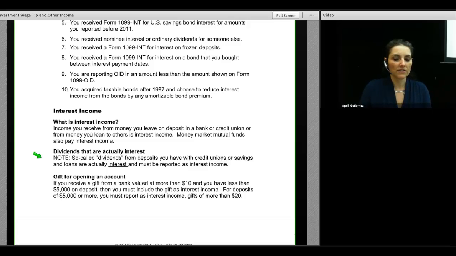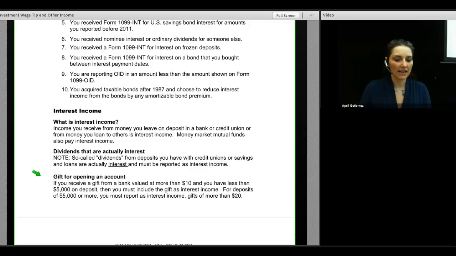The IRS wants you to note that so-called dividends from deposits you have with credit unions or savings and loans are actually interest and must be reported as interest income. I frequently find my clients are confused by this. I'll ask them what they receive for interest income, and they won't tell me about their credit union dividends because they think that's dividend income. They say, yeah, these are the dividends I got from my credit union, but dividends from a credit union are interest. It's a very different animal than actual dividends.